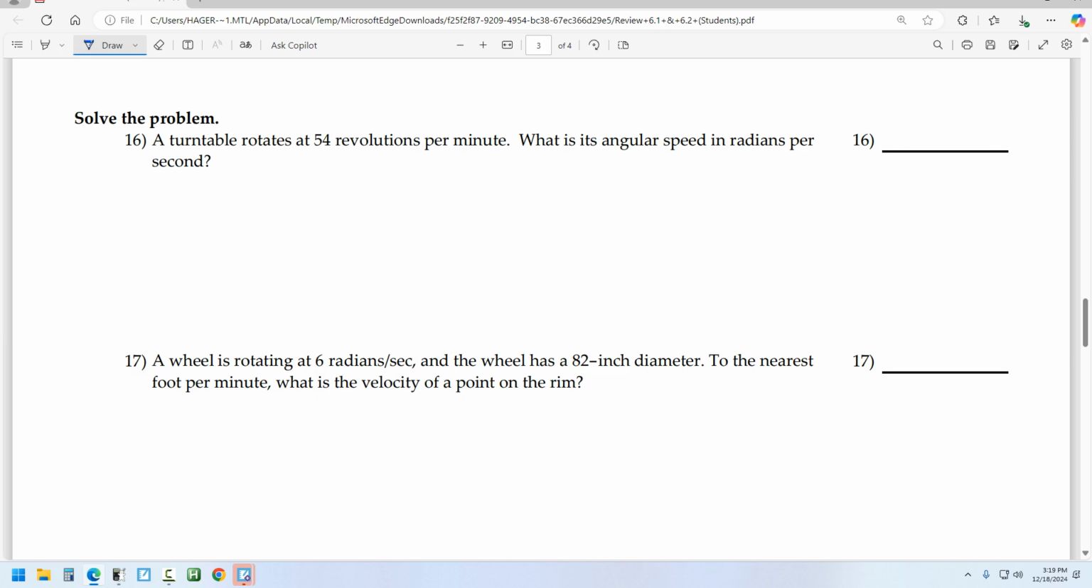So I put 2 of those on here. One of them is converting just angular velocity to a different angular velocity, and one of them is converting angular velocity to linear velocity. Do you have a preference which one you want to look at there? Let's do 17. Okay, that one's a little bit harder.